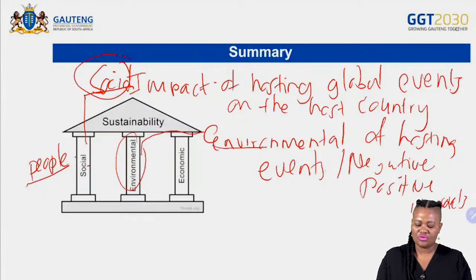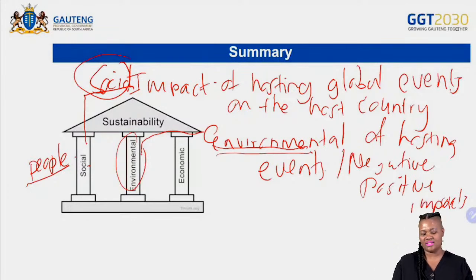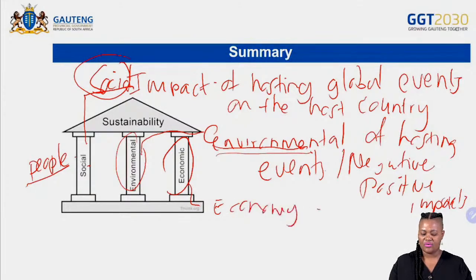But you need to know that your answers need to relate to the environment. So you don't just quick answer. You need to check, what are you being asked? Am I being asked how the global event is going to impact on the people of the host country? Or am I being asked how the global event is going to impact on the environment of the host country? Or am I being asked how the global event is going to impact on the economy of the host country? So you need to know how you would answer these particular questions.